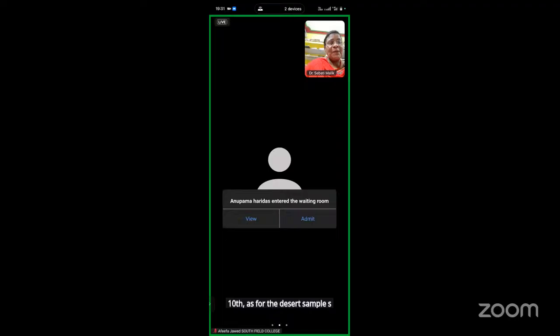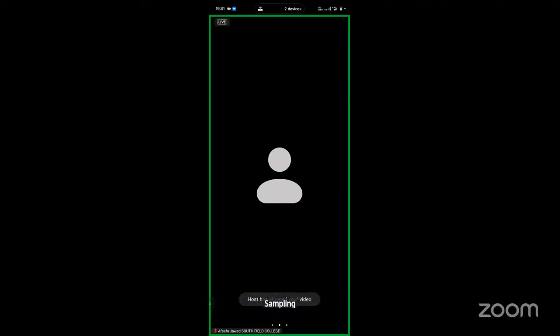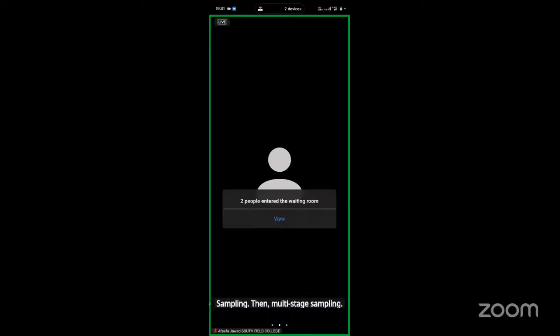Then multi-stage sampling. The final sample is selected by going through different stages. It may involve one or two of the above sampling methods.